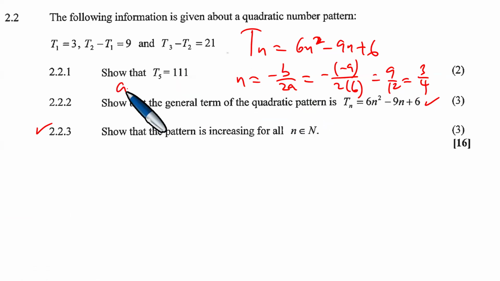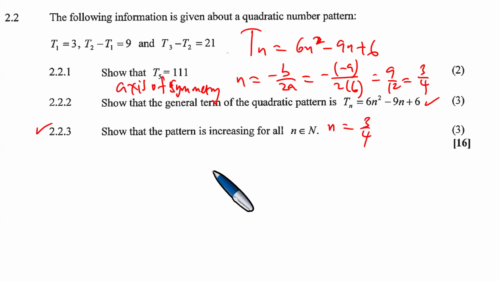This formula is for the axis of symmetry, right, the axis of symmetry of a parabolic function, of a quadratic function. So yeah, take note of that. And at this point, we are able to see that n is actually 3 over 4 as the axis of symmetry. And this means that we have the minimum, and the minimum occurs at what value?